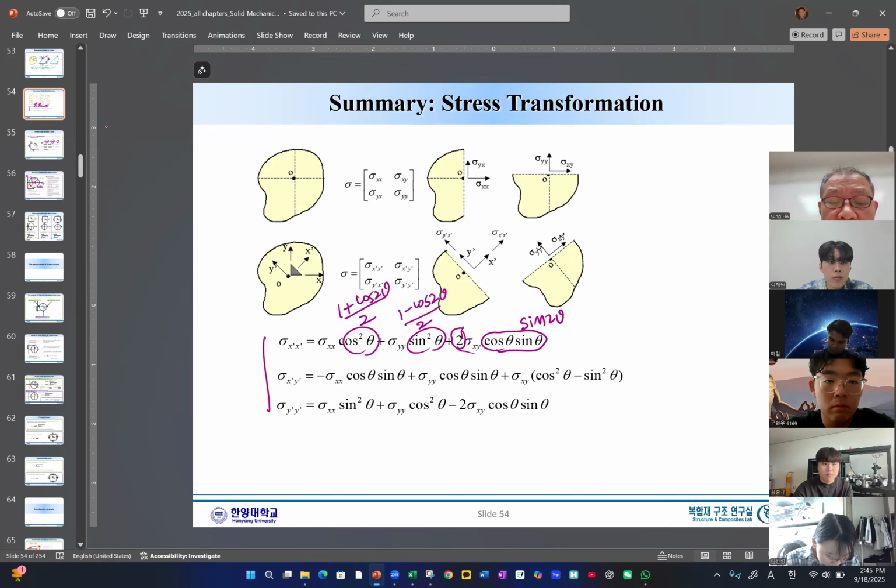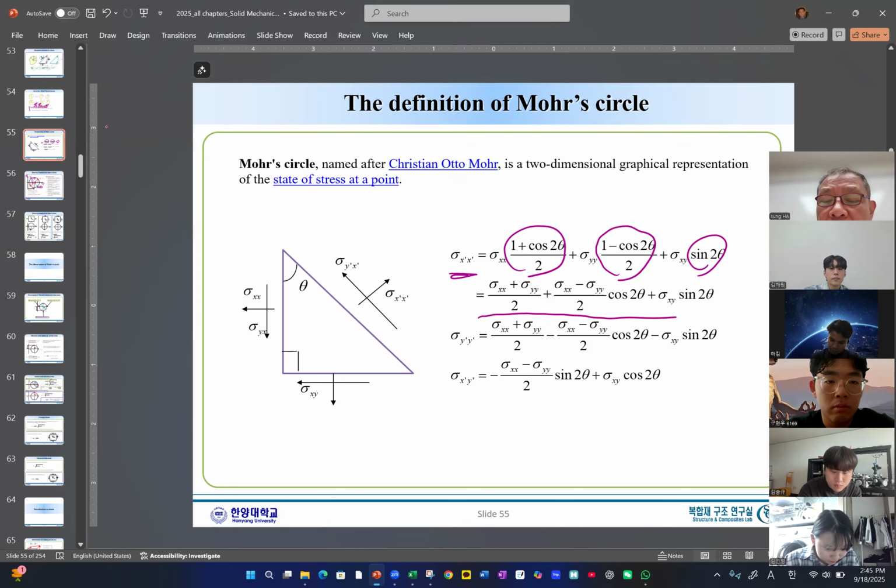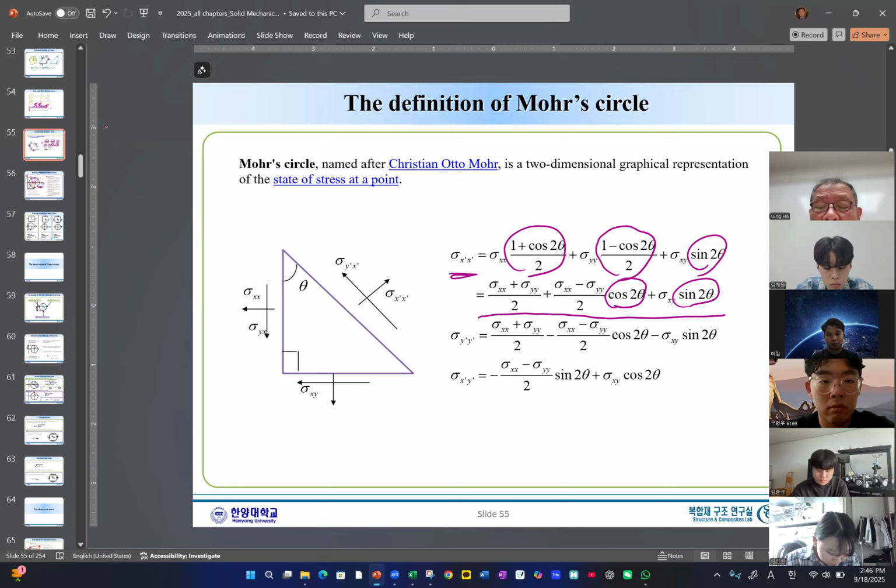This term becomes this equation in terms of cosine 2 theta and sine 2 theta. This is nothing but mathematical manipulation, not much physical meaning, but just following the mathematical conversions in terms of 2 theta. But here, as a result, we have very interesting terms, these two terms. Now, similarly, we can have a y prime, y prime.